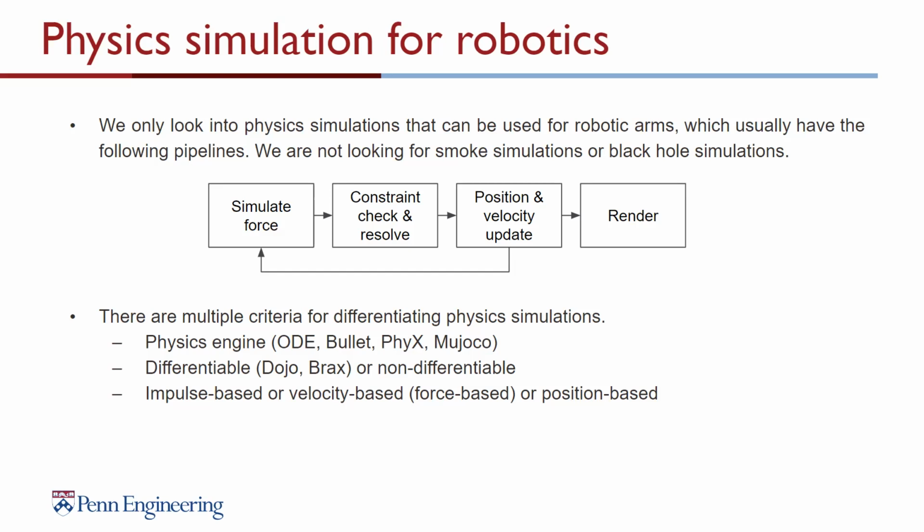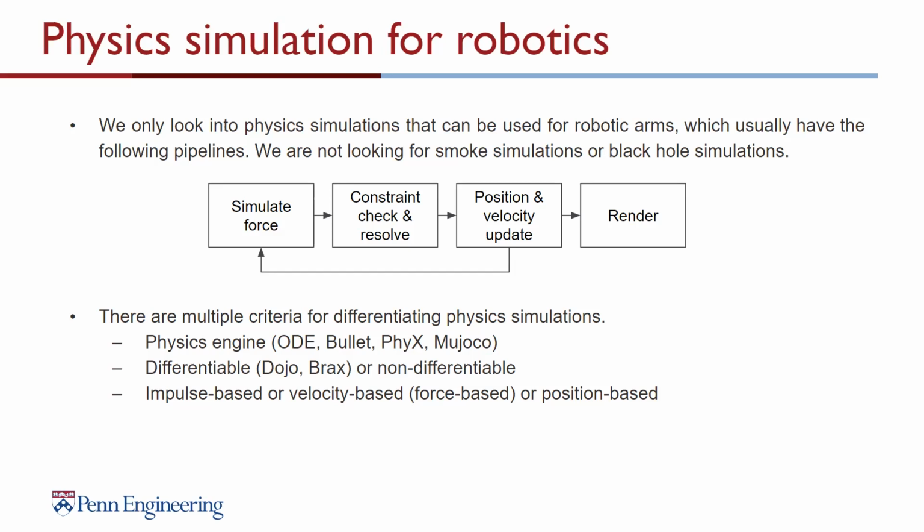And Dojo is a differentiable physics engine based on velocity-based, force-based dynamics, and it's written in Julia, and it has a wrapper for Python. The differentiable collision detection that Chi talked about last time is actually from this Dojo, and every process in their simulation is differentiable as long as the objects are convex.